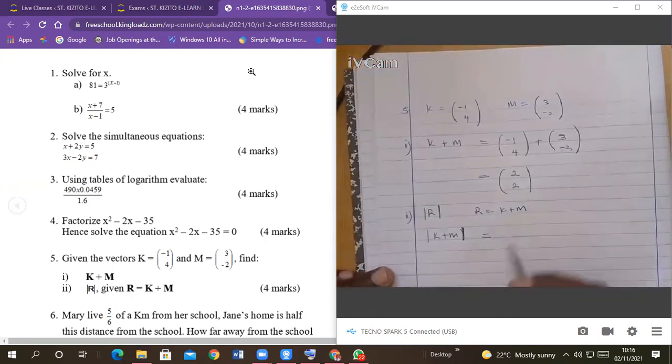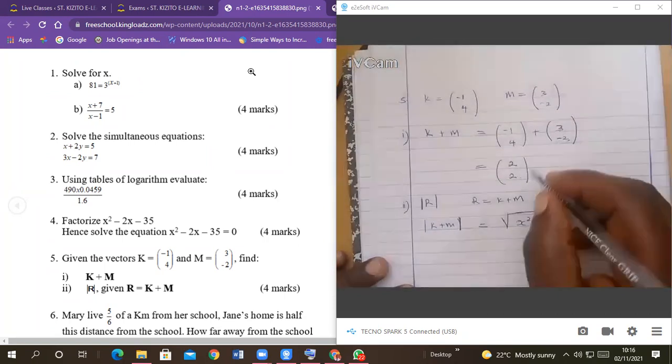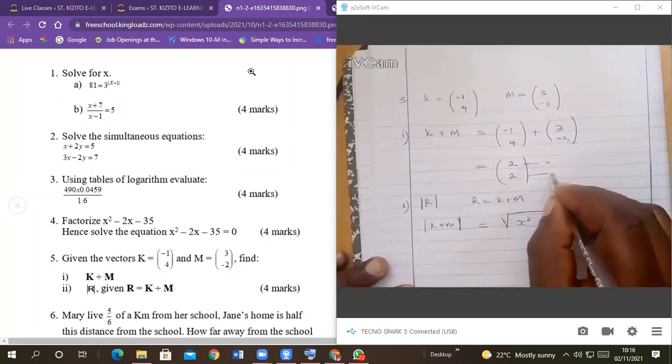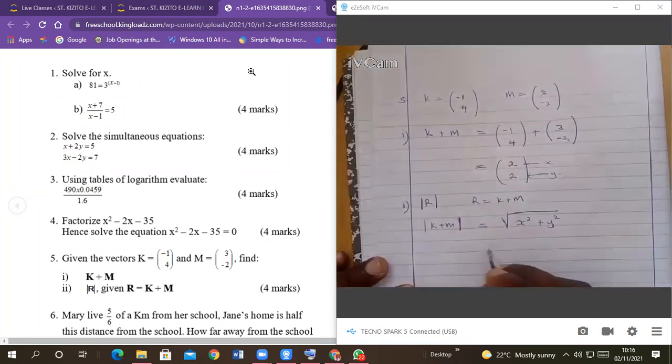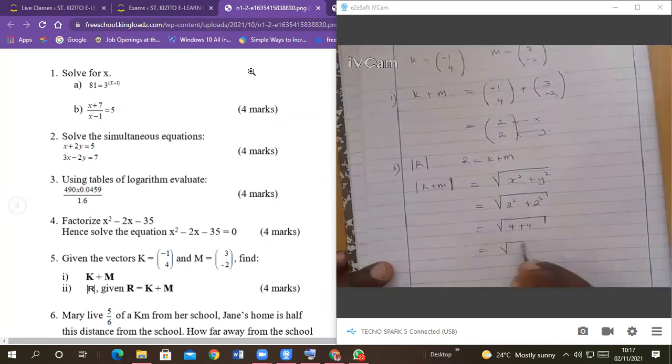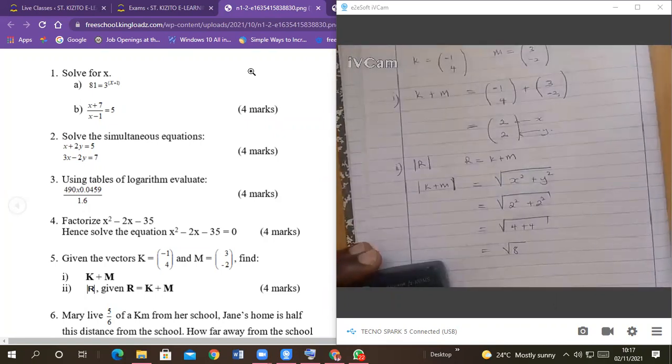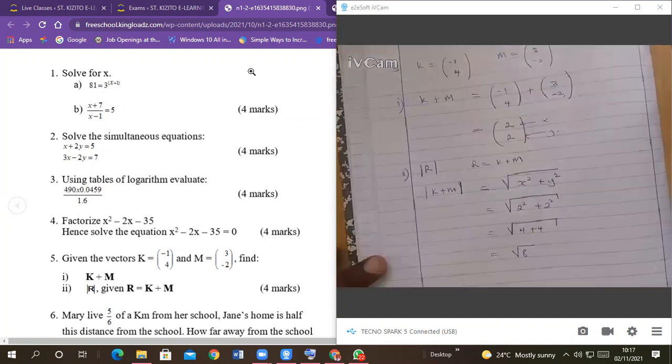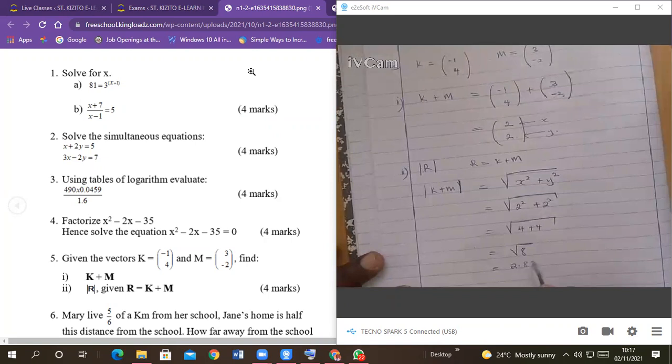So it means that here, they are telling you to find the magnitude of this. How do you find the magnitude of this? The magnitude is given by the square root of x squared plus y squared, where this value stands for x and this one stands for y. So substitute there and put 2 squared plus 2 squared, and you get the root of 4 plus 4. So you get the root of 8, and the square root of 8, when you use your calculator, is around 2.83 as your answer.